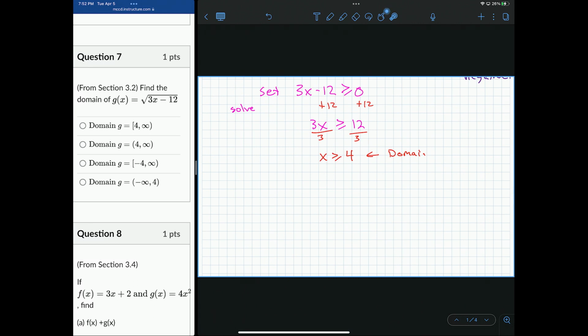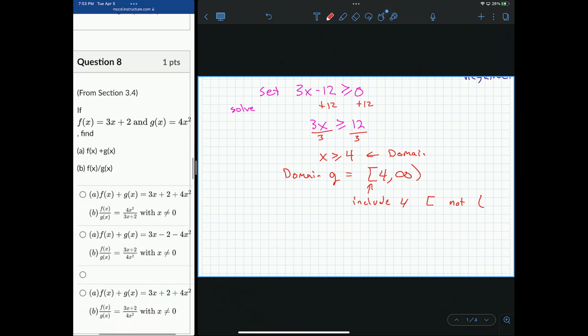That's the domain, but we need to list it in interval notation. So x greater than or equal to 4 is going to be starting at 4 and going up to infinity. And you use a square bracket because we do want to include 4. So include 4 means this, not this. Okay? So you just look in the list for which one matches that. Looks like the first one. And we move on.